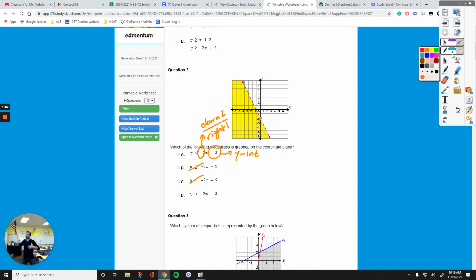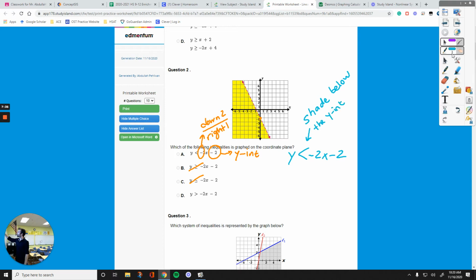Now we focus on the sign that we didn't focus on in number 1 because we didn't need to. Now we are going to learn something new. So when it says y is less than negative 2x minus 2, then we are talking about the y-axis. Look at that orange point on the graph. This sign tells you to shade below the y-intercept. That means less than. Y is less than. The y is that vertical axis.